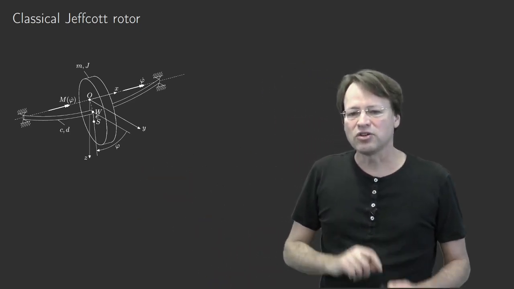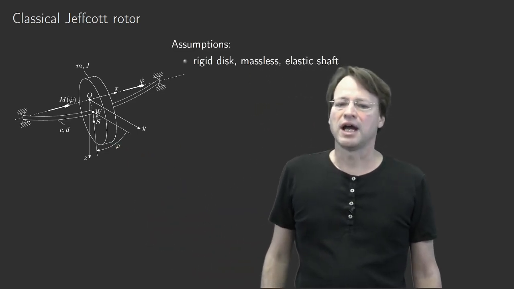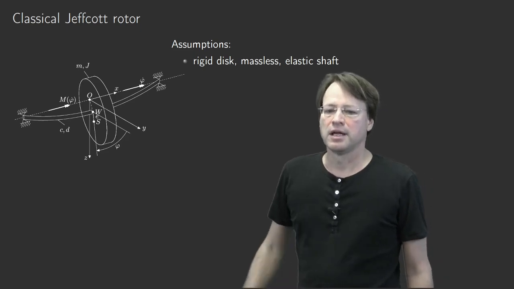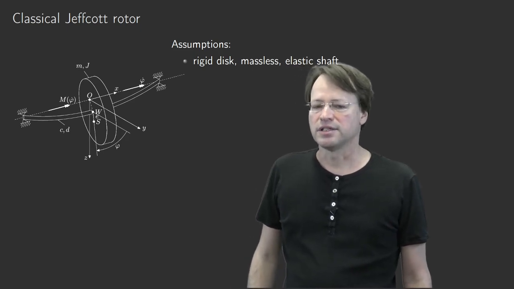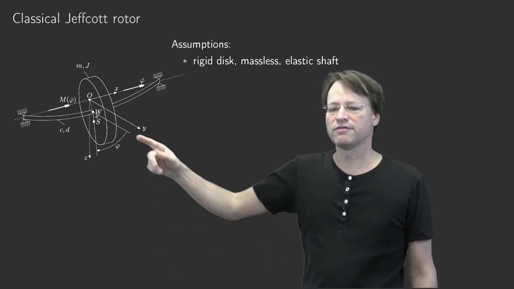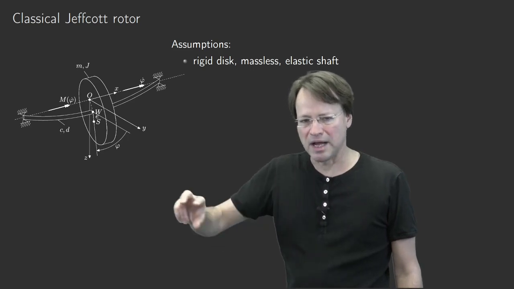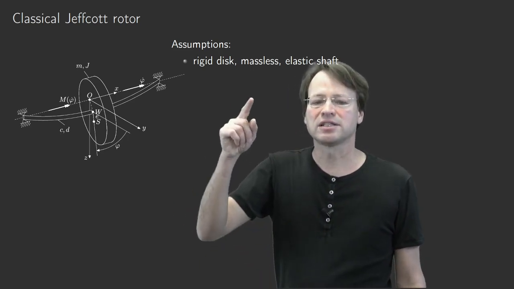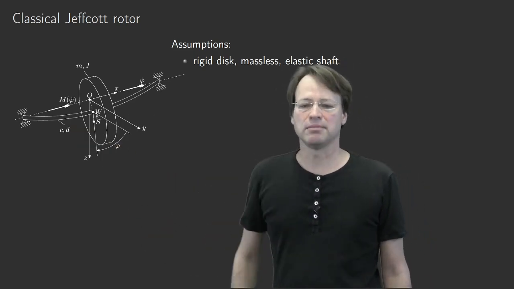And they are assigned to different objects in that model. Namely, the inertia properties are assigned to the disc. The disc is assumed to be a rigid body, while the shaft itself is assumed to be elastic, because we want to study the bending vibrations of that shaft, but not in the classical beam model, so with distributed mass, but as a massless elastic shaft. So basically it could be represented by a spring element.